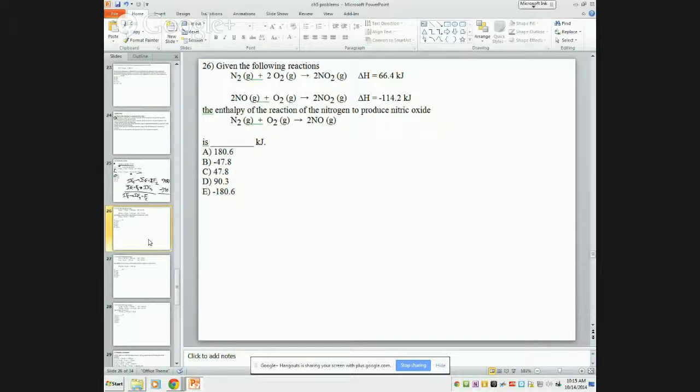All right, number 26. Given the following reactions, the enthalpy of the reaction of nitrogen to produce nitric oxide is blank. So it's another one that we're going to have to look at. If I want to end up with N2 as a reactant, then I want to use a reaction that'll give me N2 as a reactant. Cool. Doesn't look like I have to do anything in that first reaction. I want to end up with NO as a product, so I'm looking for NO in here. I found it. It's a reactant in that equation. So I'm going to have to flip that equation. Let's see what happens when I do that.